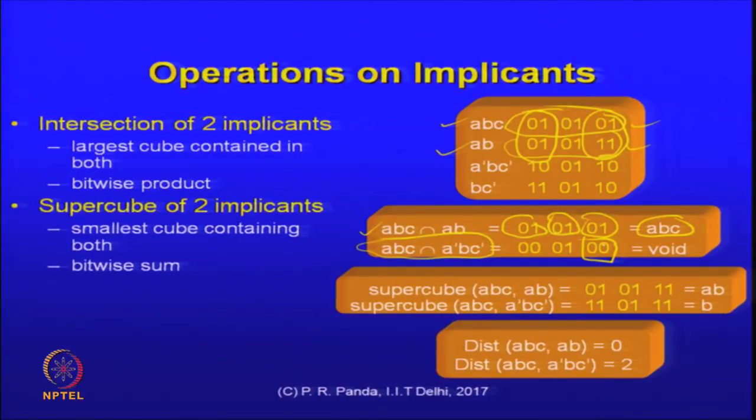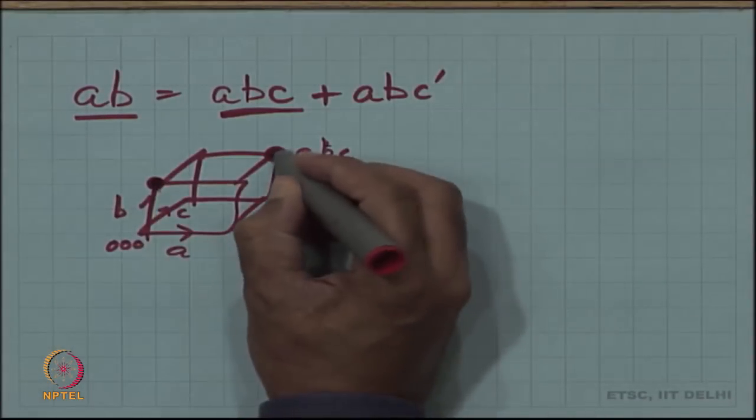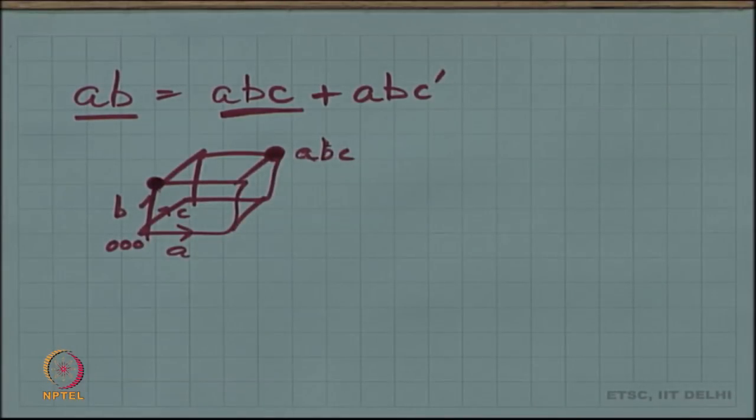Correspondingly, we can define a super cube of two implicants, that is the other way around. It is the smallest cube containing both the implicants, so union, but it is not merely the union. Take again this example of this being one implicant and that being the other implicant. What is the smallest cube that contains both the implicants? Both of them. But it has to be a cube still.